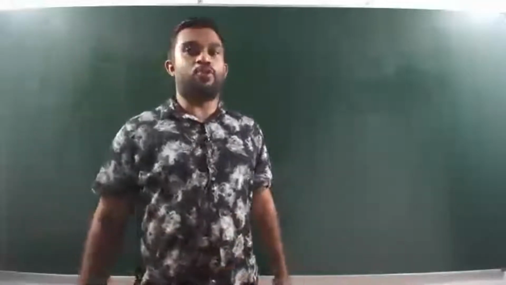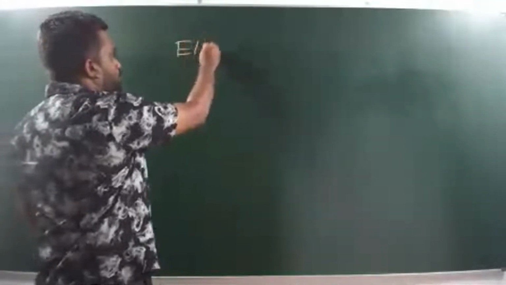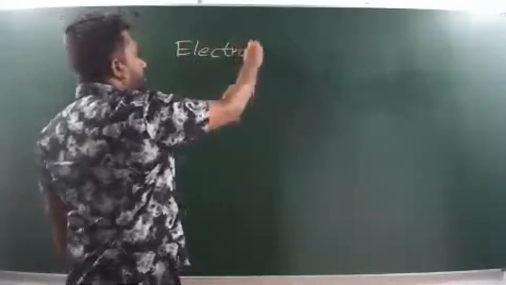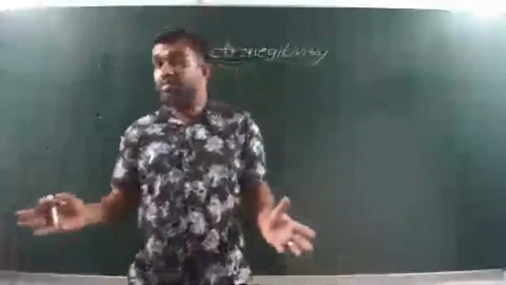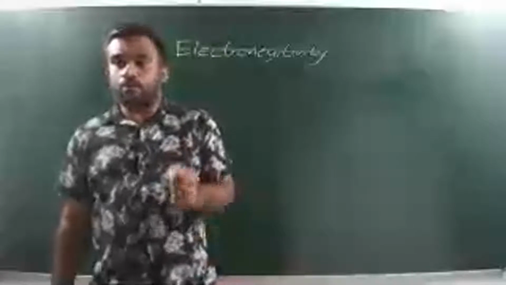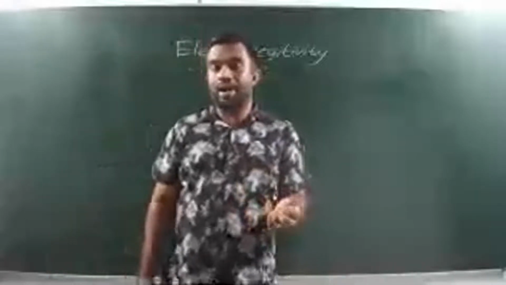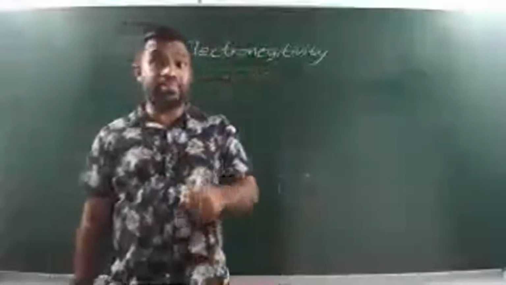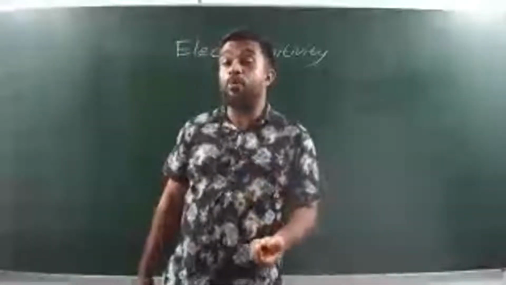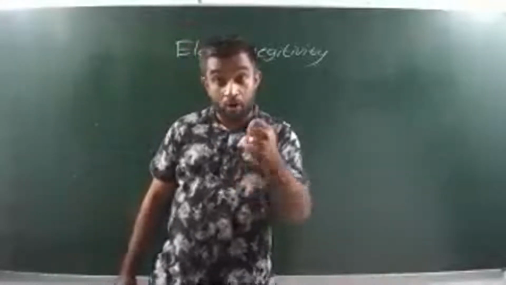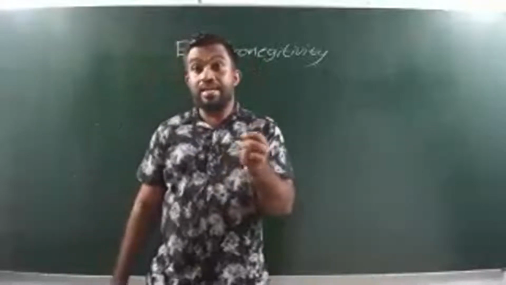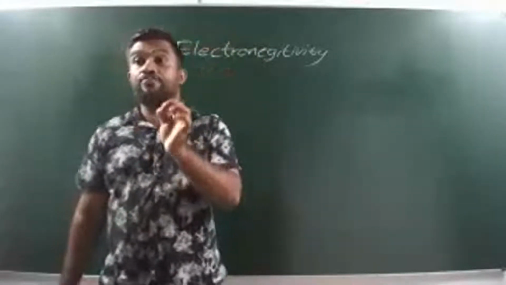All right. Now we are going to talk about something very interesting. That is electronegativity. Now, what is electronegativity? Something you have learned in your O levels. It is the ability of an atom in a molecule to attract electrons to itself. That is the definition of electronegativity.